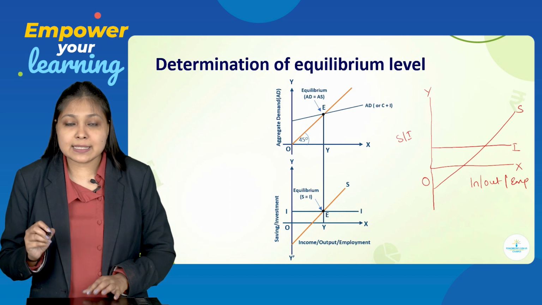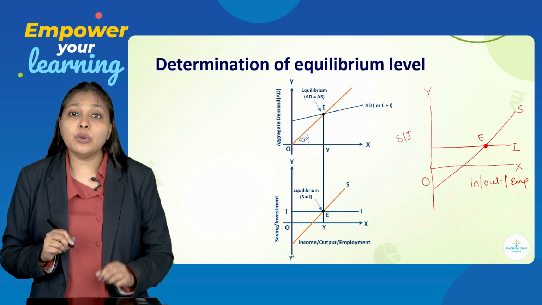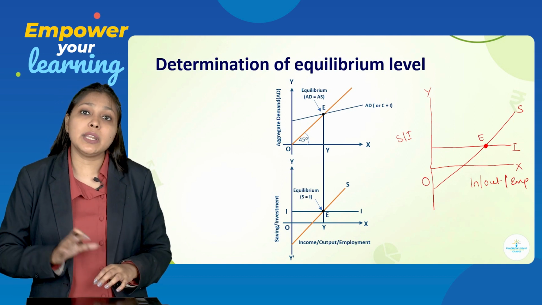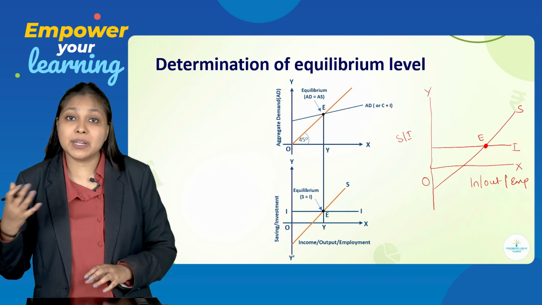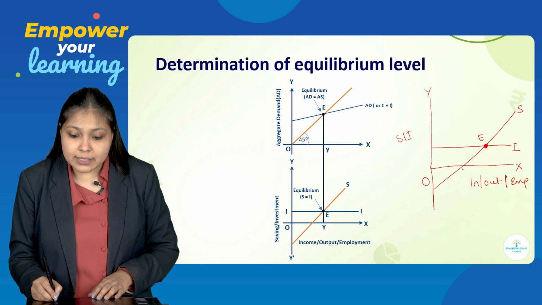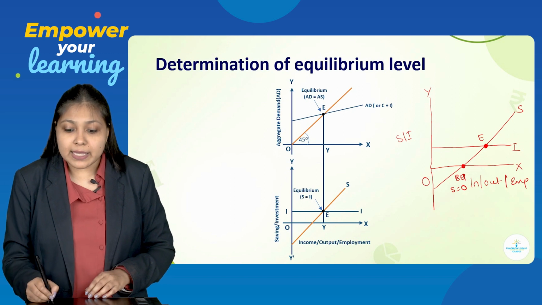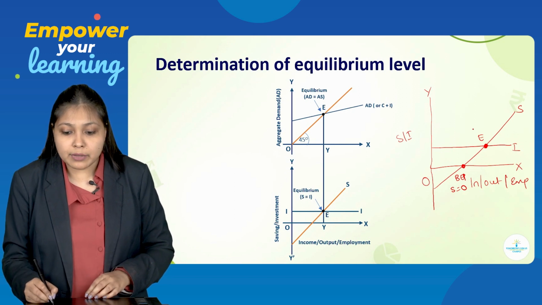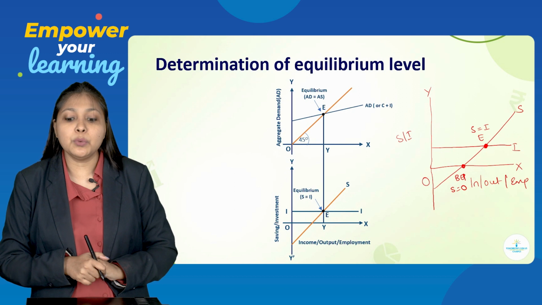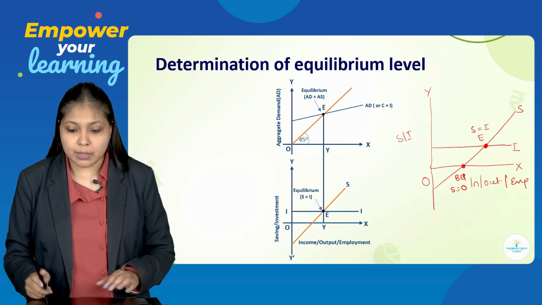The point where saving and investment intersect with each other is the point of equilibrium. Now, do not get confused between the break-even point and the equilibrium point. Break-even point is different, equilibrium point is different. This is your break-even point, where your saving becomes equal to 0. Whereas this is the equilibrium point, where your saving becomes equal to investment. So don't get confused between BEP and the equilibrium point.